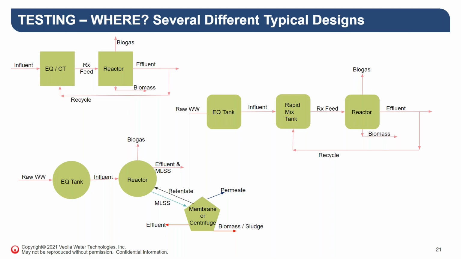So we would likely take our sample from the recycle line because you're always going to have that line. If you stop the influent in either the first case or the second case, you would still have water circulating around from the rapid mix tank or EQ conditioning tank to the reactor and back again. So those are the 2 basic high rate type systems where you would take your influent sample, in the second case, from between the EQ tank and the rapid mix tank, and the reactor effluent is either the recycle or the effluent.